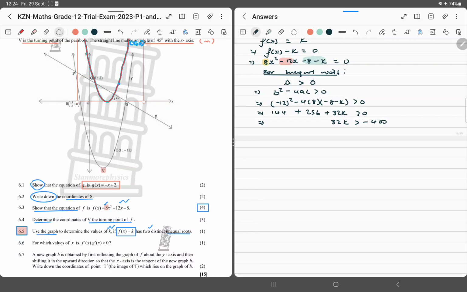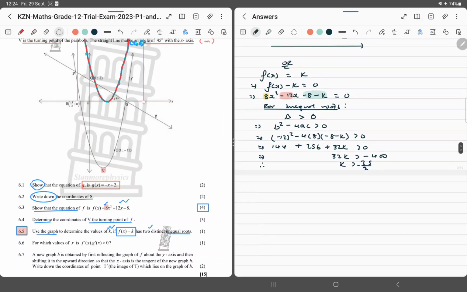Okay, and then we can conclude that k is greater than 400 divided by 32, which is 25 over 2. Again, that is negative. Okay, so you could easily think about it this way, but what matters is the answer. The rest is your workings. So guys, you've got options here. There's no need to lose these marks.